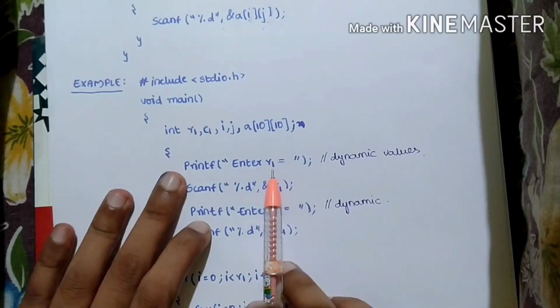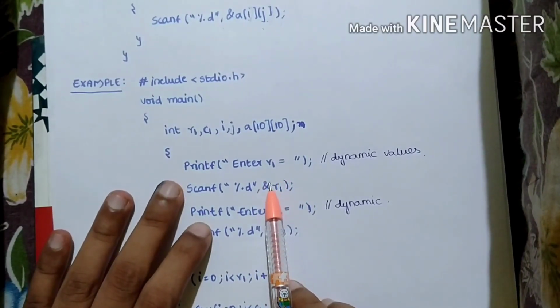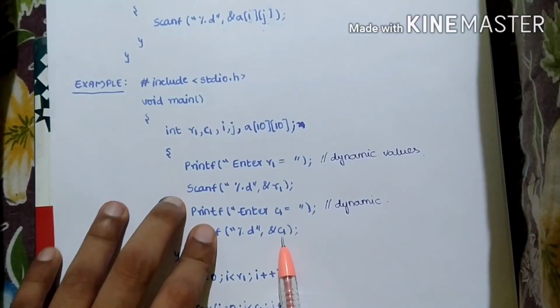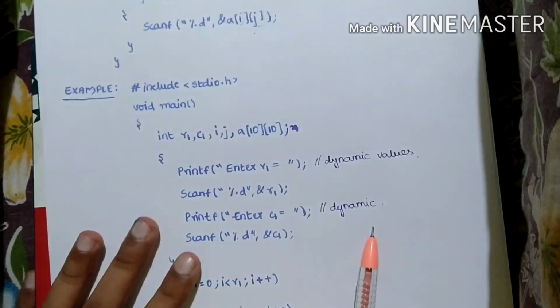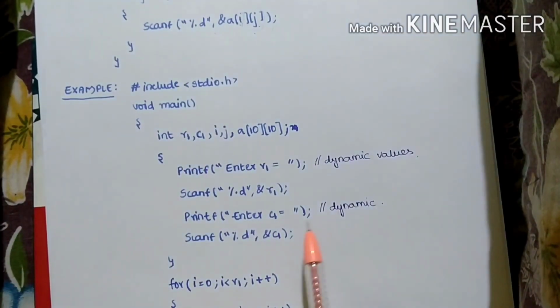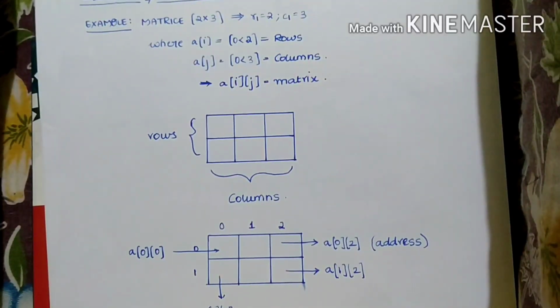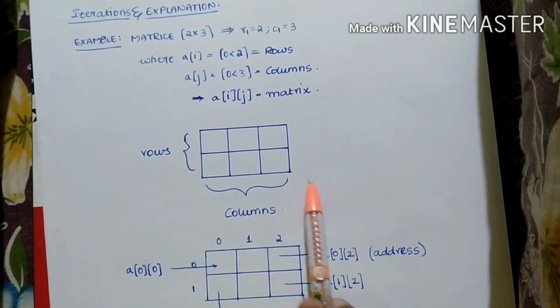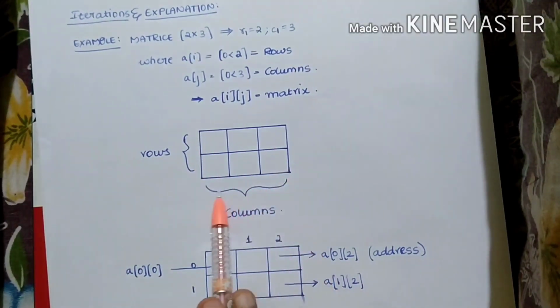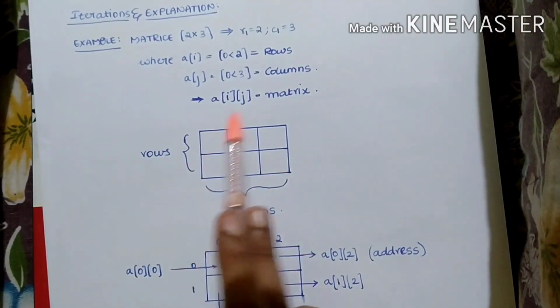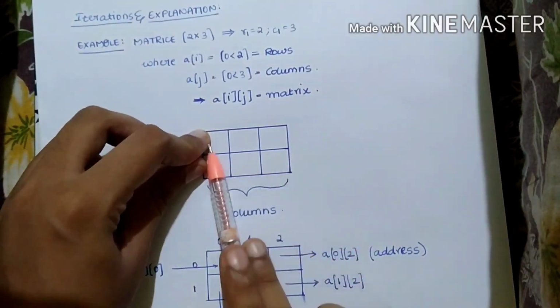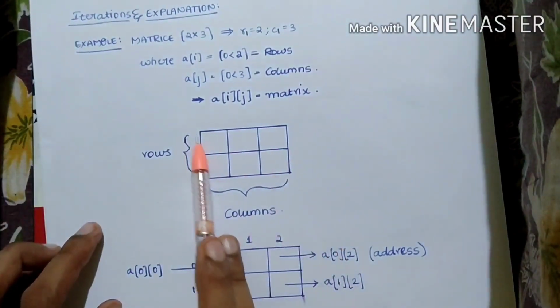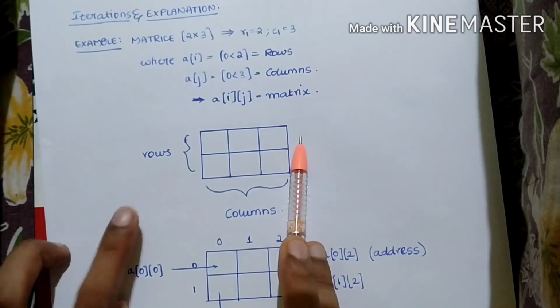I'll be asked in the output to enter R1 and C1. That means the row and the column. To explain it in more detail, consider a box of 2 into 3 matrix. So we'll have 2 rows and 3 columns. These are 2 rows and these are 3 columns.